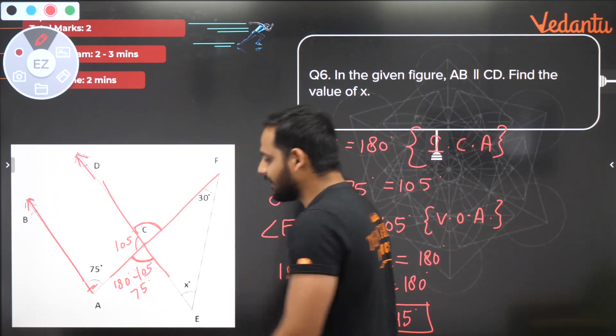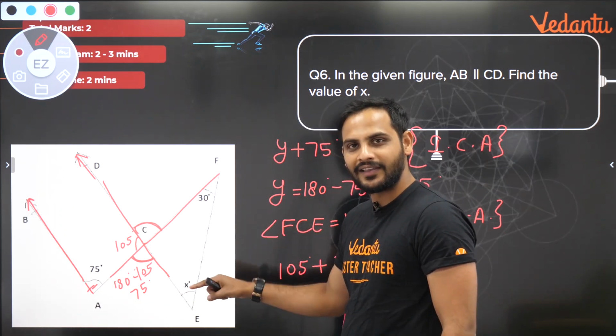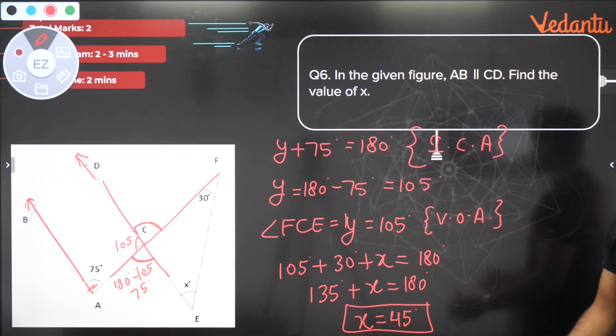Now since the exterior angle is 75, so 75 is equal to x plus 30, that means x is again equal to 45, which is the same answer. Understood? So this is a huge mistake people will make.